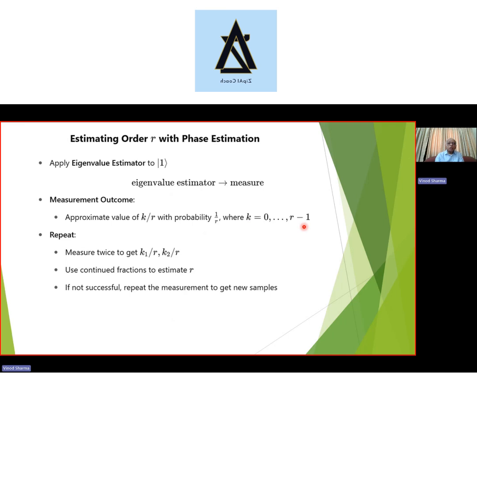And we have been able to do this without knowing r, because we have fed in only the vector 1. In the phase estimation hardware, we use the knowledge of UA, which we know. So you do this measurement once, you get k1 by r, you do it a second time, you get k2 by r, and then you use the theorem given above to get the estimate of r. And you keep repeating it till you actually get it.